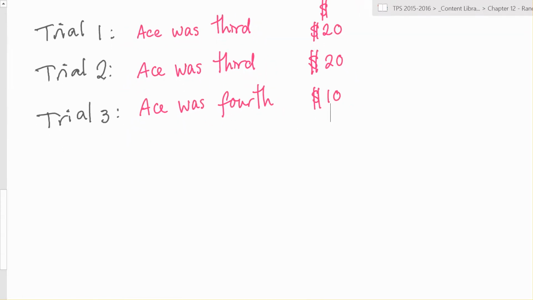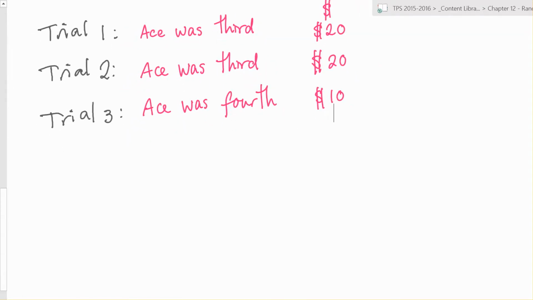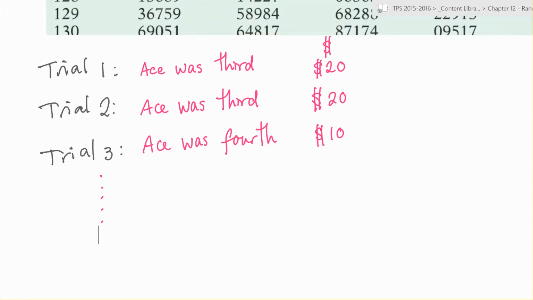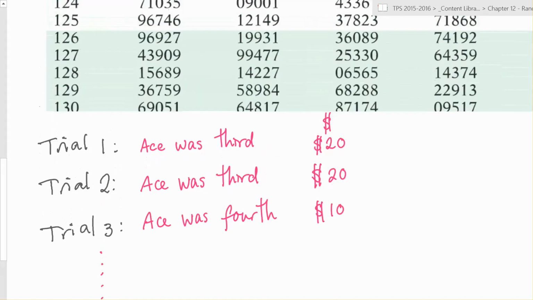Okay, so the object is to do several more trials, and you should, after seeing how it's done, find the average amount of money that was won per trial. Okay, and that will give the store a guess as to how much money they're going to have to give away in this game.